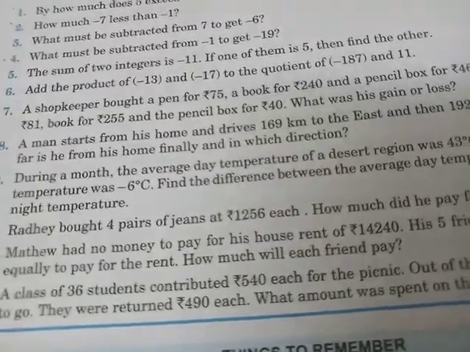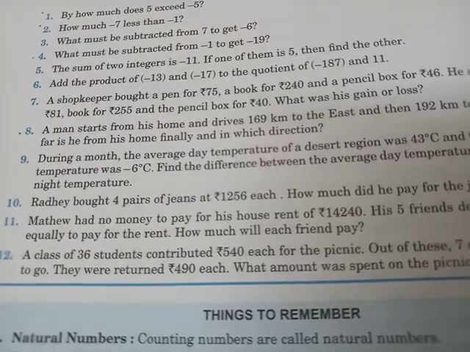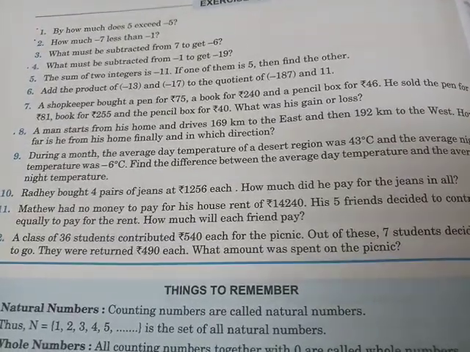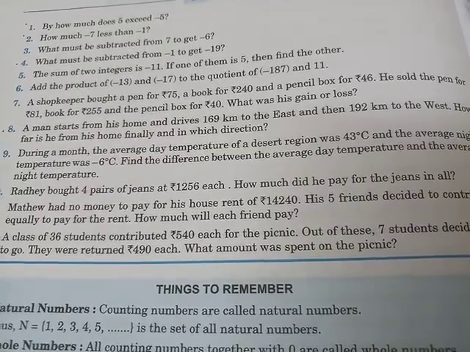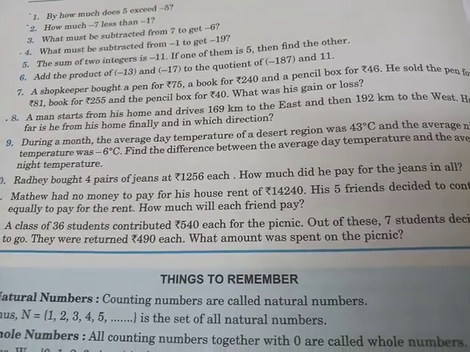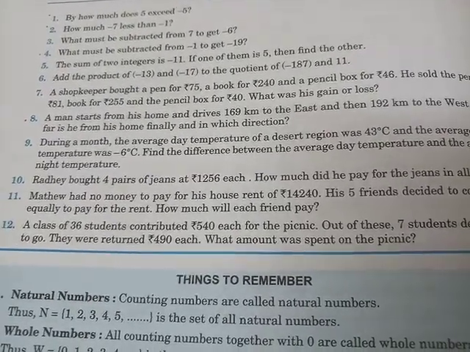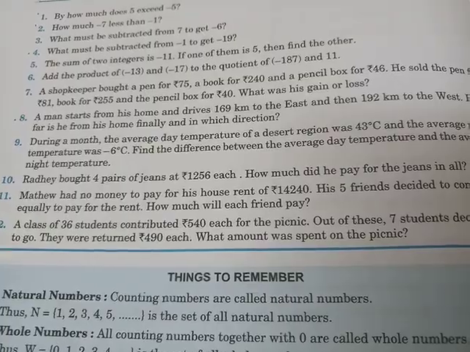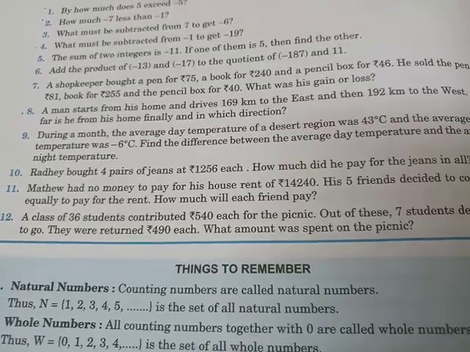See, I discussed question number 9 with you. I'll just say how to write the mathematical expression, and the rest you can do very easily. During a month, the average day temperature of a desert region is 43 degrees Celsius and the average night temperature is minus 6 degrees Celsius. Find the difference between the average day temperature and the average night temperature. The moment they say the word difference, that means from the greater number, we are going to subtract the smaller number. So 43, and if we compare minus 6, 43 is greater and minus 6 is small. So you have to subtract accordingly. Okay, children?